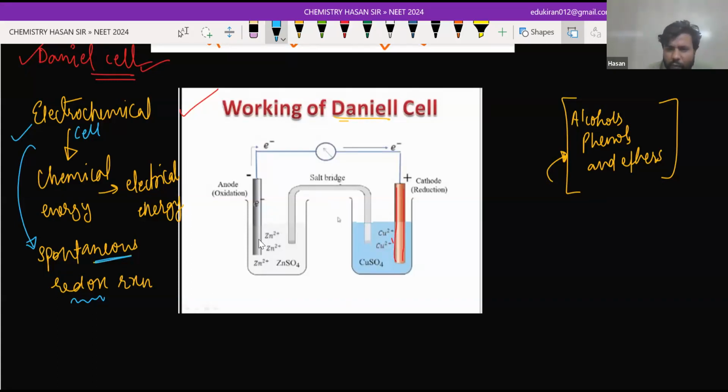Now see, what will happen? On the left hand side, we have zinc, and this is the rod of zinc, that means the electrode. So after connecting this, what will happen? This zinc will be oxidized.